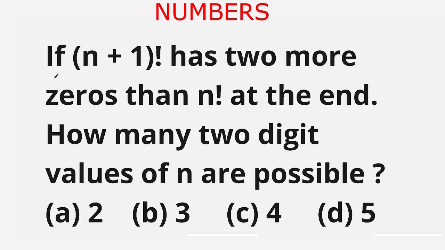Our question is, if n plus 1 factorial has 2 more zeros than n factorial at the end, how many 2-digit values of n are possible?